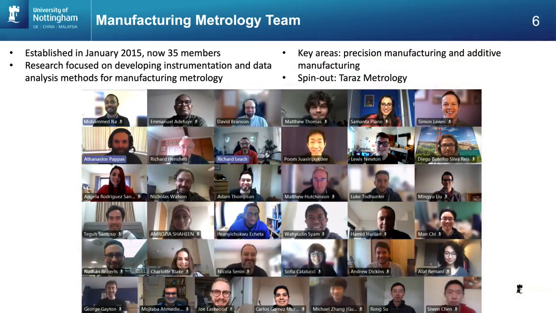Okay, my team consists of just over 35 research members. There's our recent team photo in the COVID world. We focus on developing the next generation of instrumentation and data analysis methods for manufacturing metrology, and we concentrate mainly on additive manufacturing and precision manufacturing.